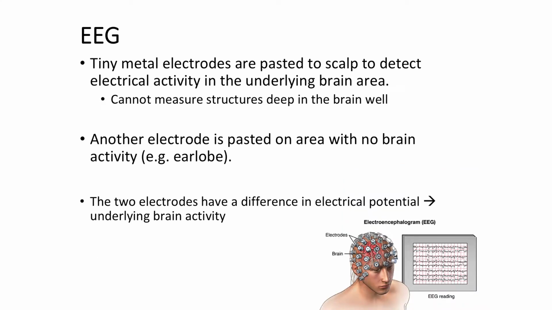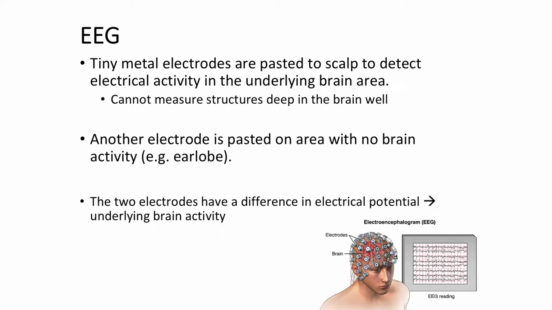Okay, so again, in EEG, we have these tiny electrodes that are attached to your skull, and sometimes in the form of a cap, as I just said, and it kind of looks like a shower cap, as you can see in the picture. Then often they use another electrode that is pasted on another area where there's no brain activity. In this case, I used an example of an earlobe. Then these two electrodes have a difference in electrical potential, and that is what you can measure. So that is then the underlying brain activity.